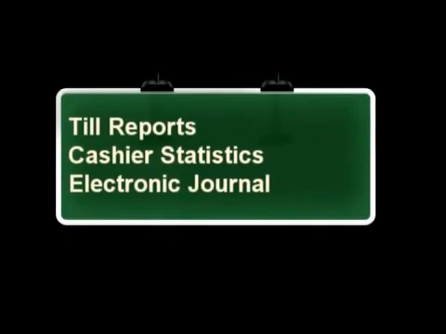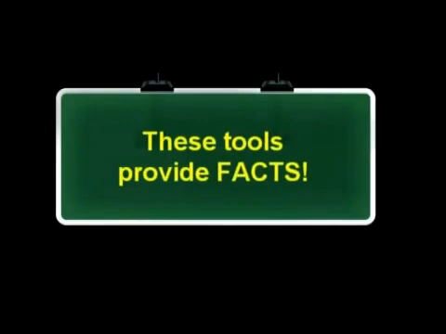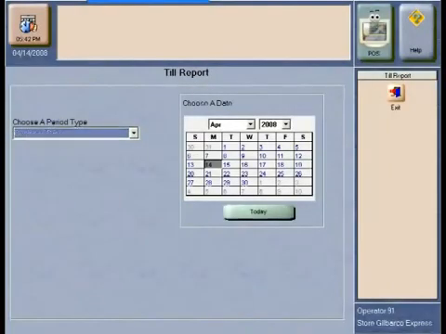Good employees sometimes make bad decisions. How does a manager go through their daily tasks to investigate and potentially report a thief working at their store? Well, we're going to step you through this process. We need to review our till reports, our cashier statistics, and our electronic journal. Theft is a serious problem, and managers need to have all the facts before they can confront any employee.